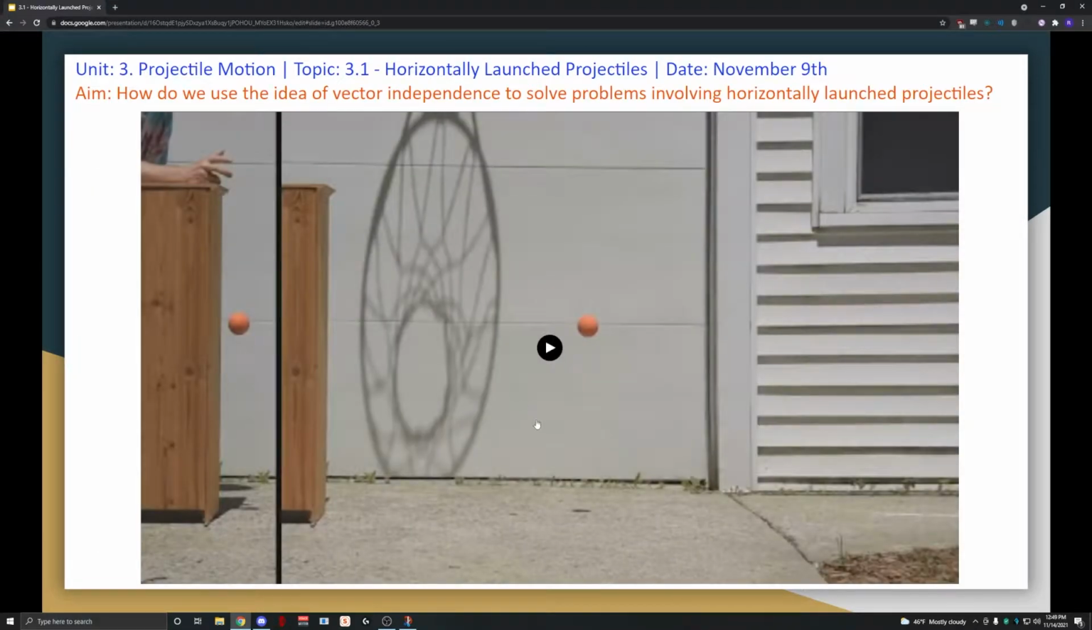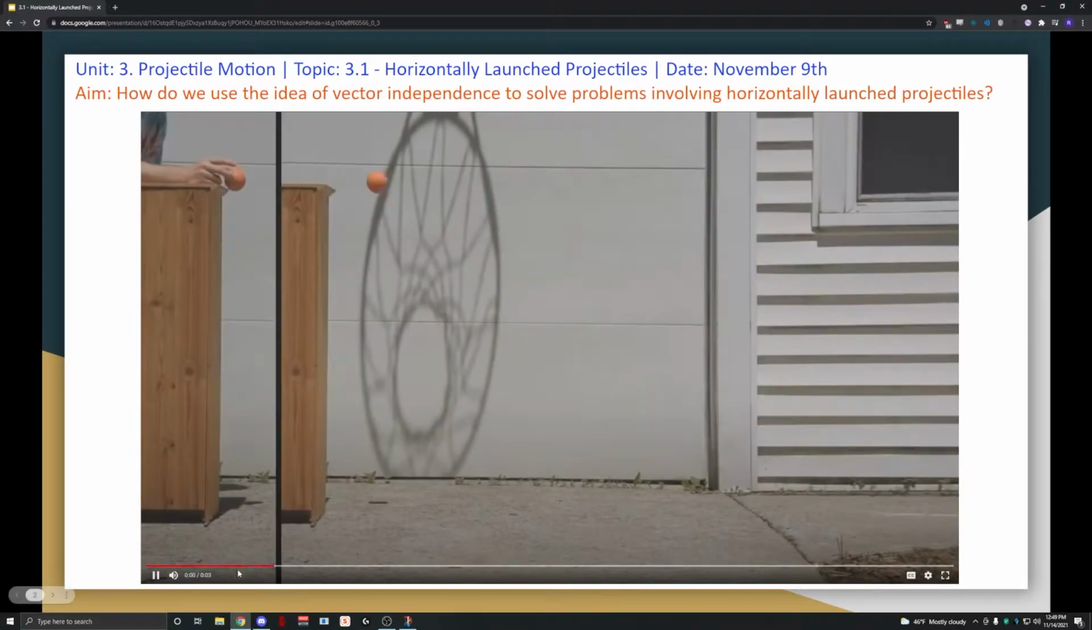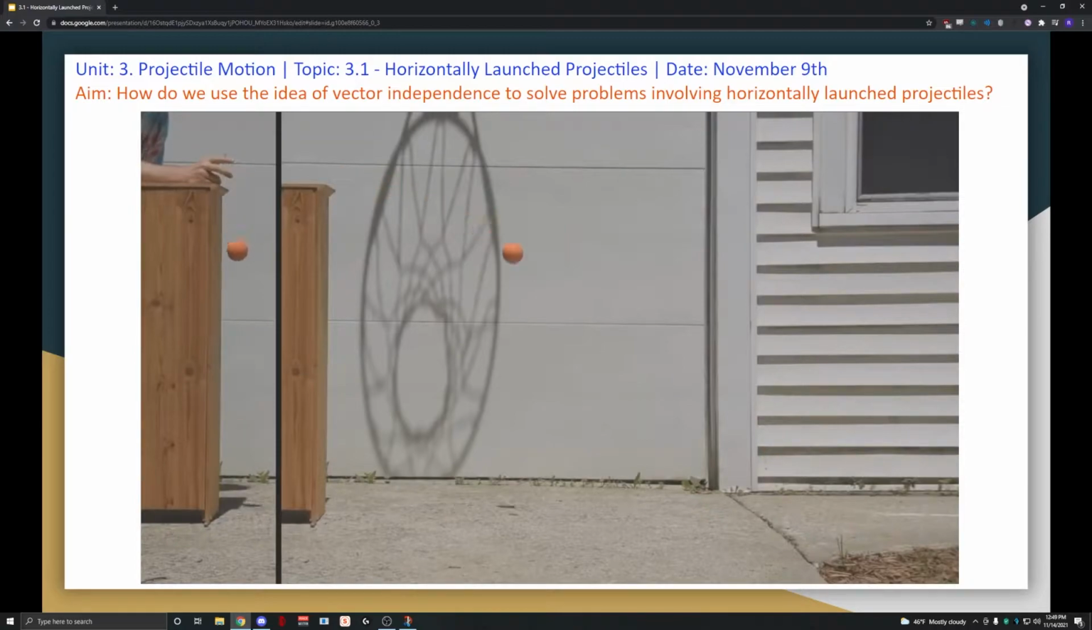But the actual answer here, let's watch this. There's no trickery going on. You can see that in both situations, where you drop a ball vertically and you launch a ball horizontally, they both drop to the ground at the exact same time. And the question is why? It's not something you would expect to happen. Why does this happen in the first place?